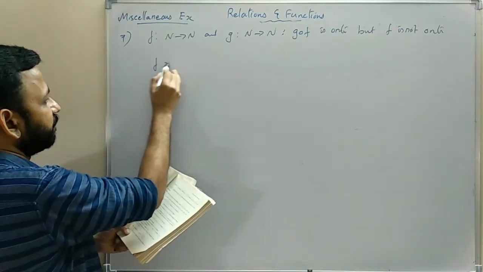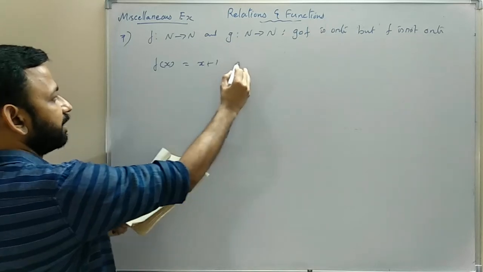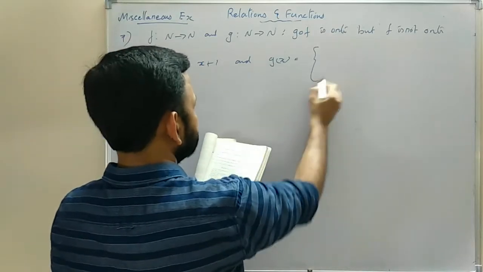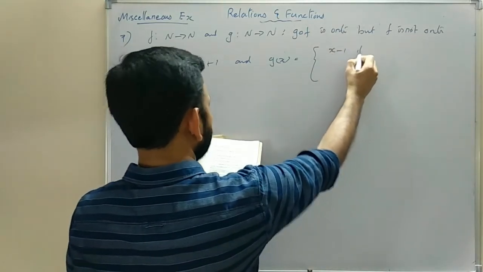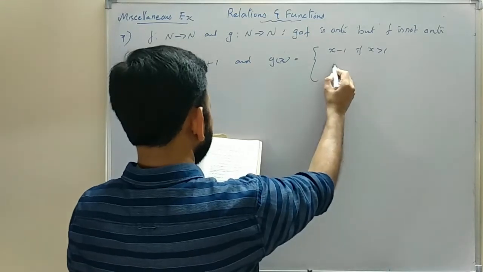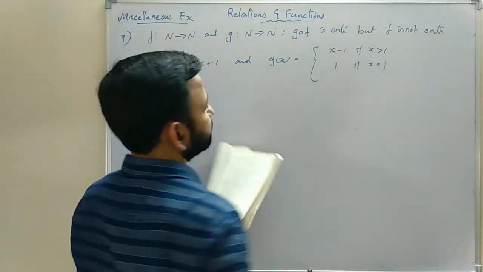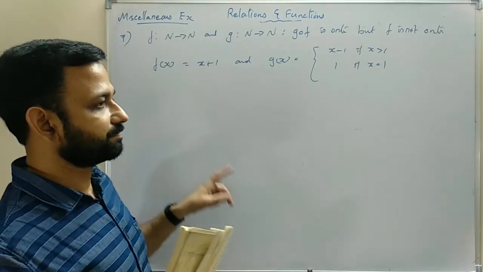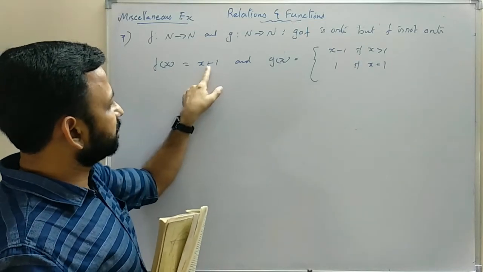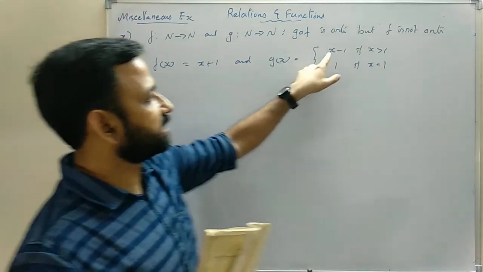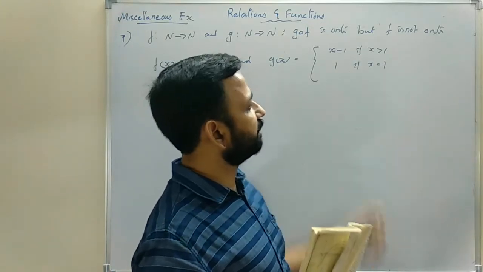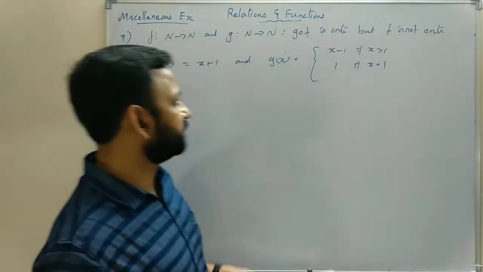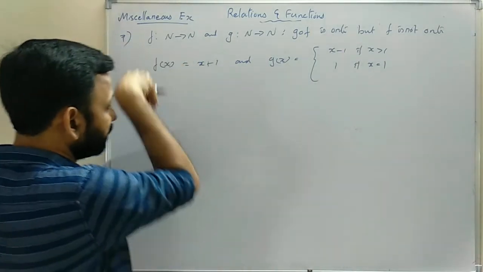So here we can take f of x is equal to x plus 1, and g of x is equal to x minus 1 if x is greater than 1, and equal to 1 if x is equal to 1. So we can take two functions: f of x is equal to x plus 1 and g of x is equal to x minus 1 when x is greater than 1 and equal to 1 when x is equal to 1. Then we need to show that f is not onto, but g composition f is onto. So first we will prove f is not onto.